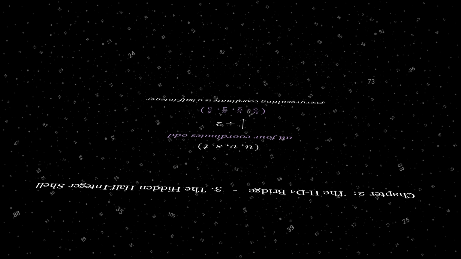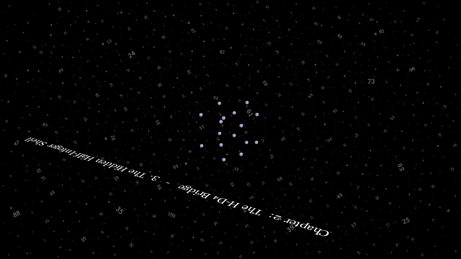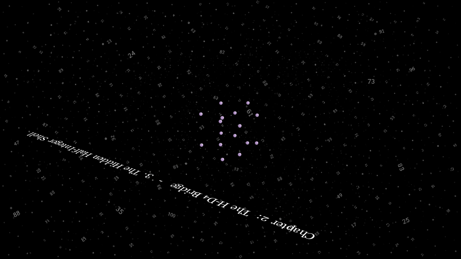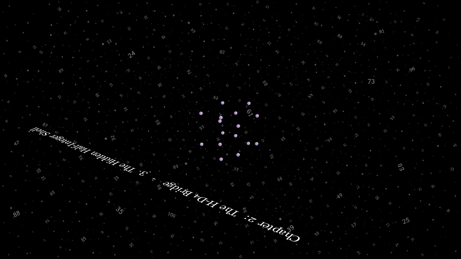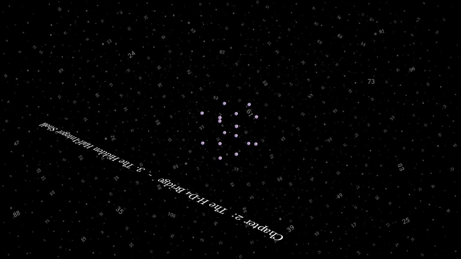For n equals 3, another family appears. Then again for n equals 5, and again for n equals 7. A clear pattern is beginning to emerge. Odd values of n can produce a half-integer shell. Even values cannot. This is not an arbitrary rule. It follows directly from parity.